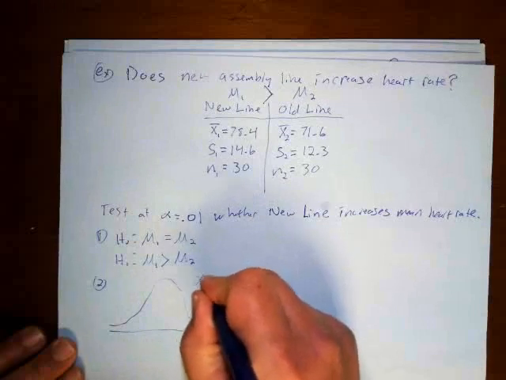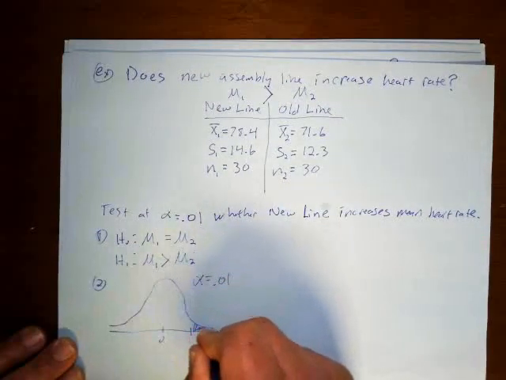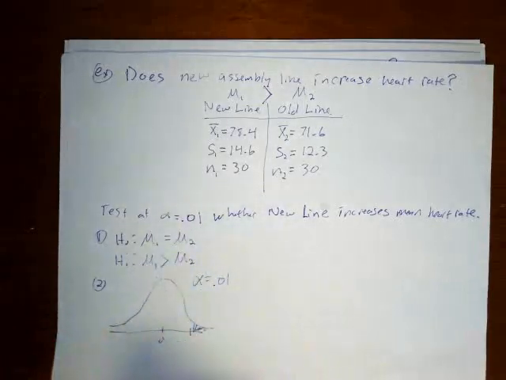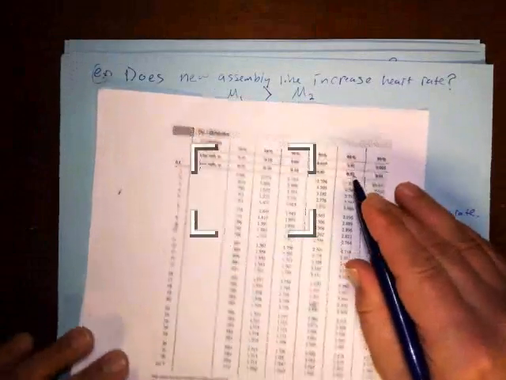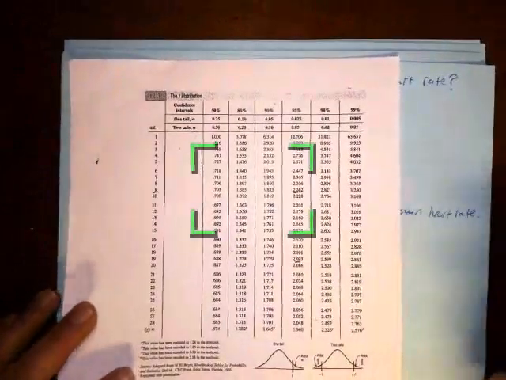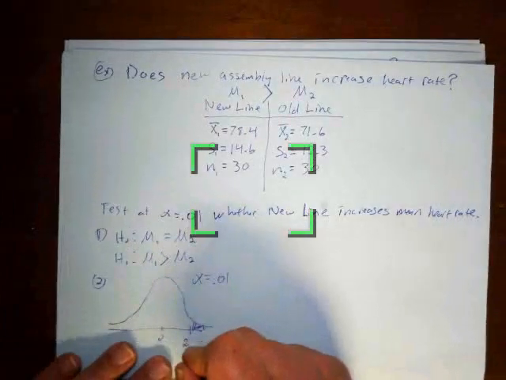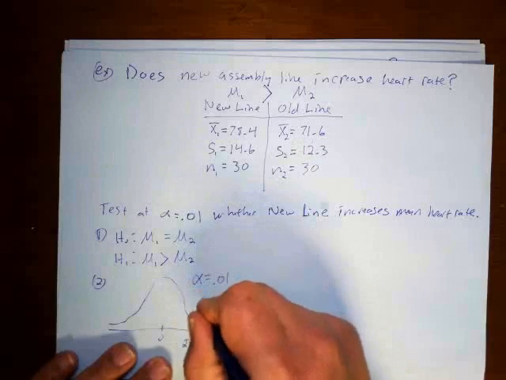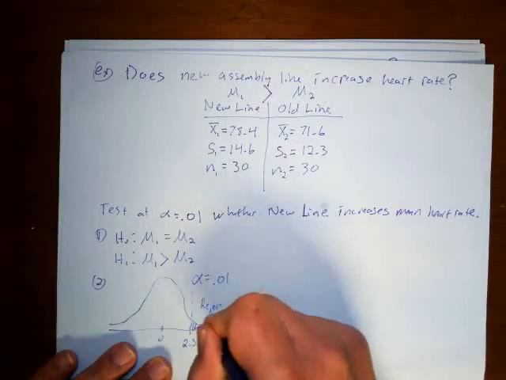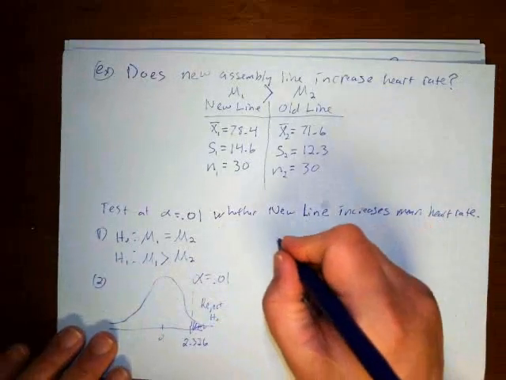And I'm going to do this at alpha equals 0.01. I'm going to shade the right tail. So I'm going to go to my table, one-tailed alpha 0.01. My critical Z value is 2.326. So this is 2.326, and this over here would be the reject H0 region. So it has to be greater than that in order to reject H0.